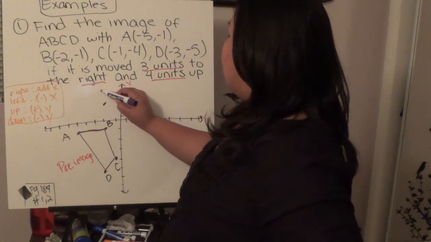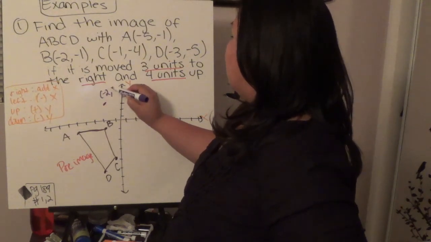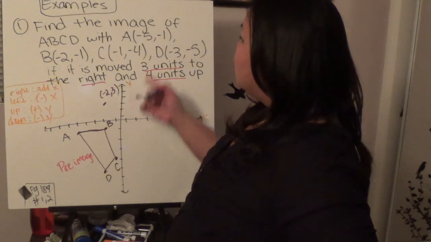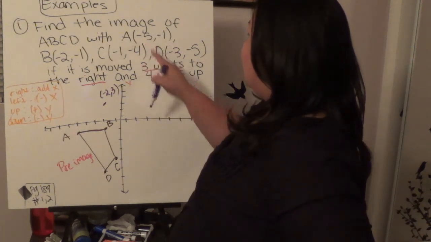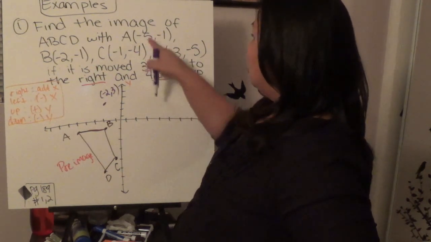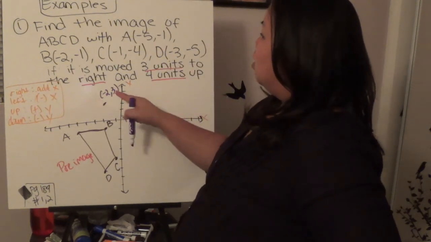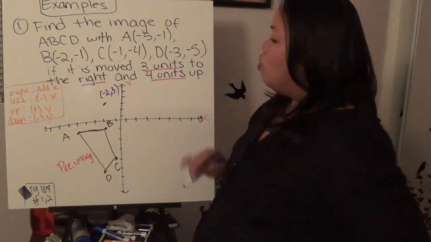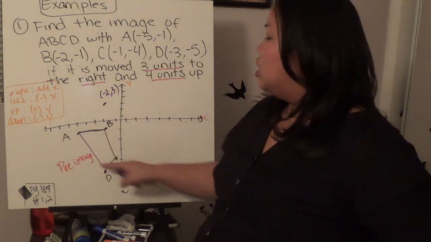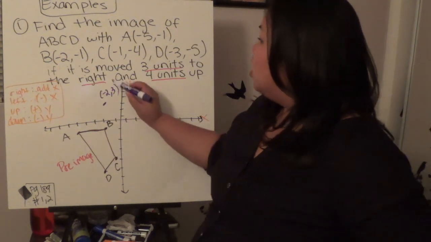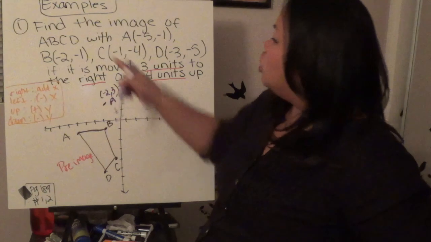This would give me -2, up 3. I should get the same results if I just added here. So -5 plus 3 is -2, and -1 plus 4 is 3. So that should give me the same one. So either way, for me, this is a little bit more confusing. Sorry, this is A prime. So I just like to do the math here.